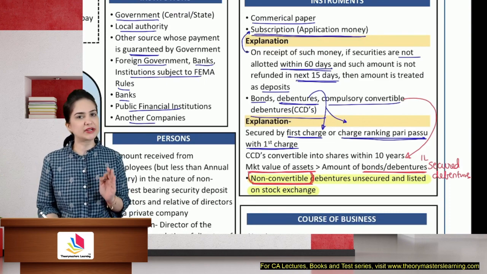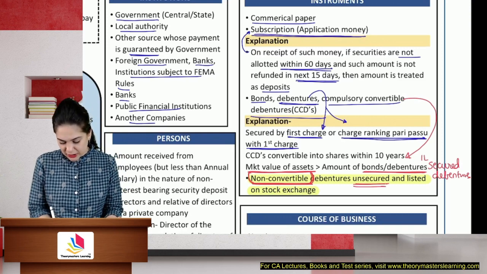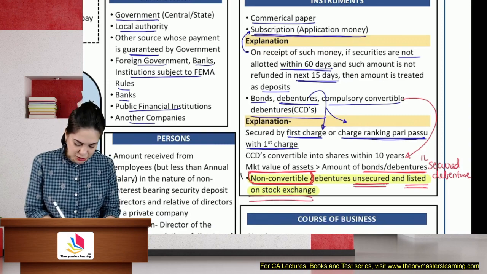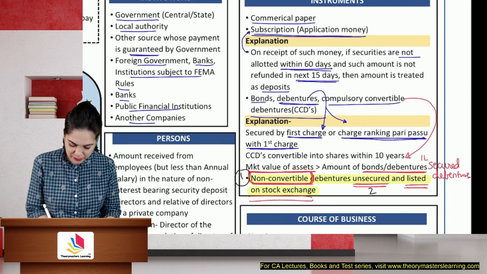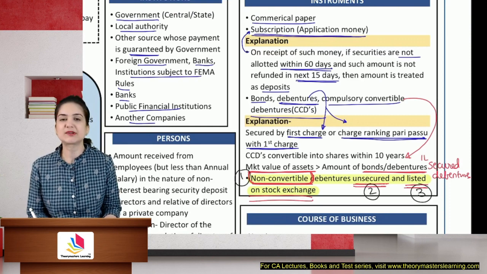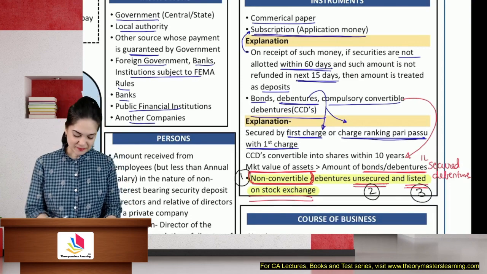Non-convertible means they are not converted into equity, they will be redeemed. Unsecured, yes, they should be unsecured and listed on the stock exchange. So if these three conditions are satisfied, what is the first one? They should be non-convertible. What is the second one? They should be unsecured. And the third requirement is they should be listed on the stock exchange, then it will not be considered as deposit.